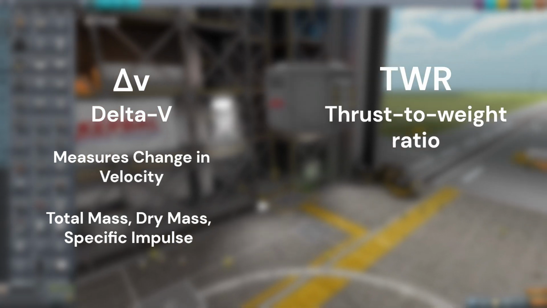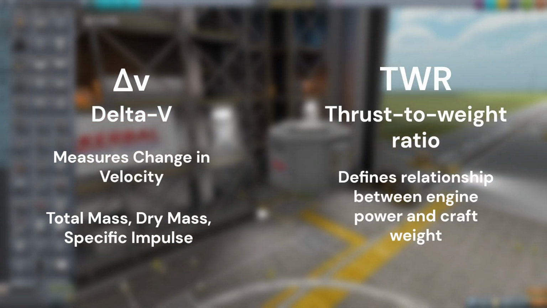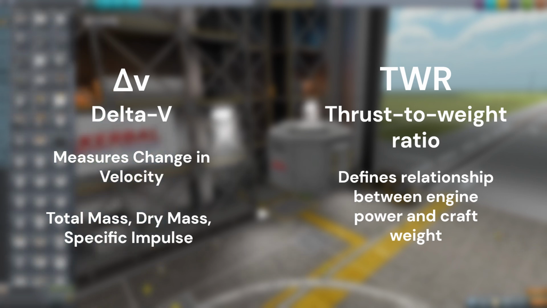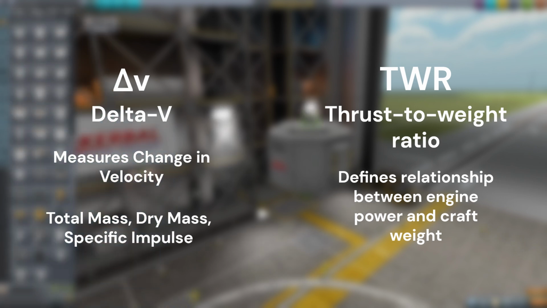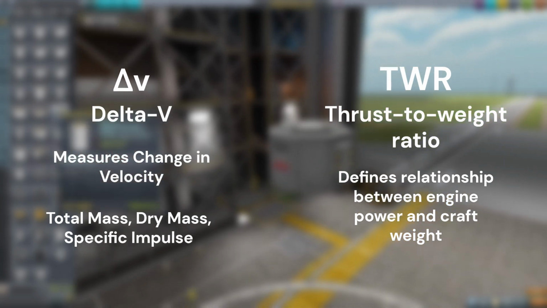The thrust to weight ratio defines the relationship of the power of the craft's engines to the craft's own weight. If the ratio is less than 1 on the surface of a celestial body, it won't be able to lift off of it or stop itself from crashing if it's falling.